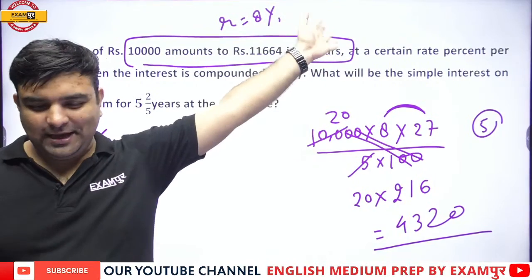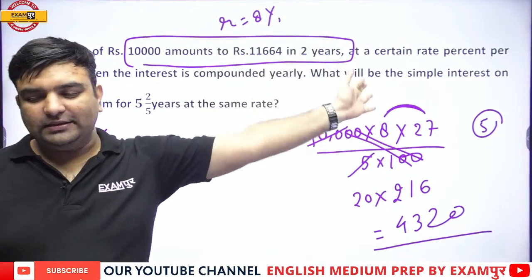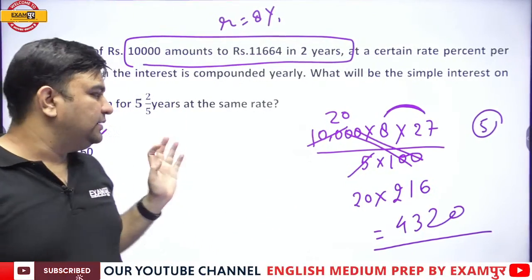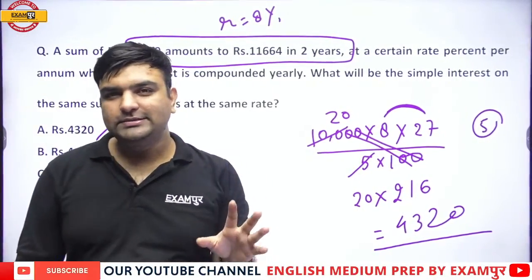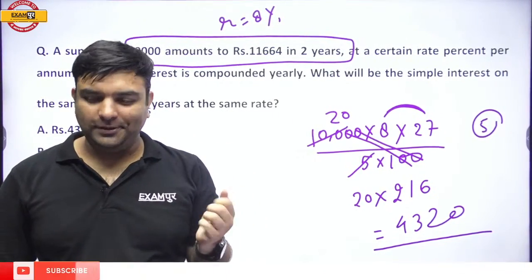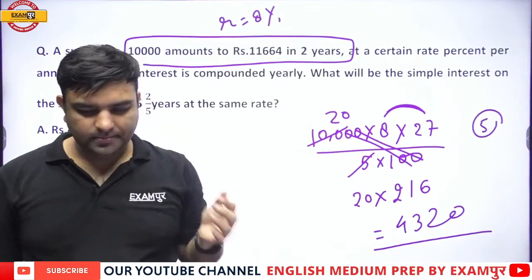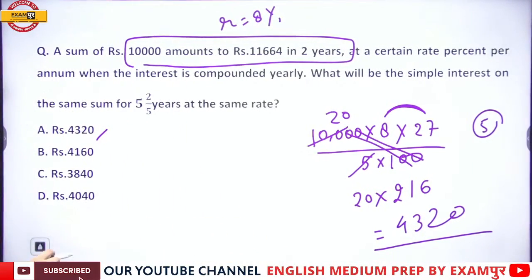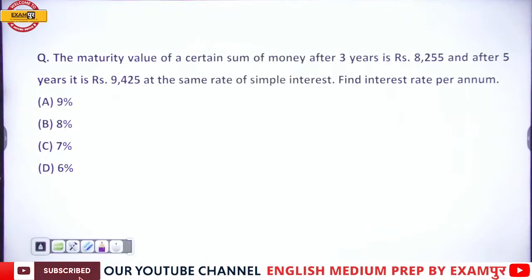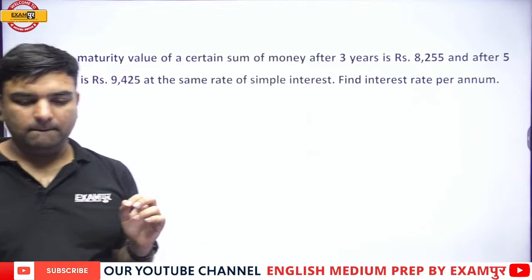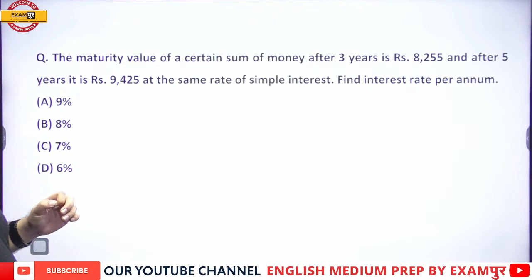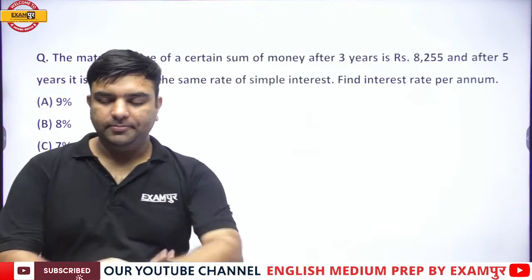The previous data has helped us see that 10,000 becomes 11,664 in 2 years at the rate of 8%. The previous question has helped. Otherwise, we may need to do it completely. SI.